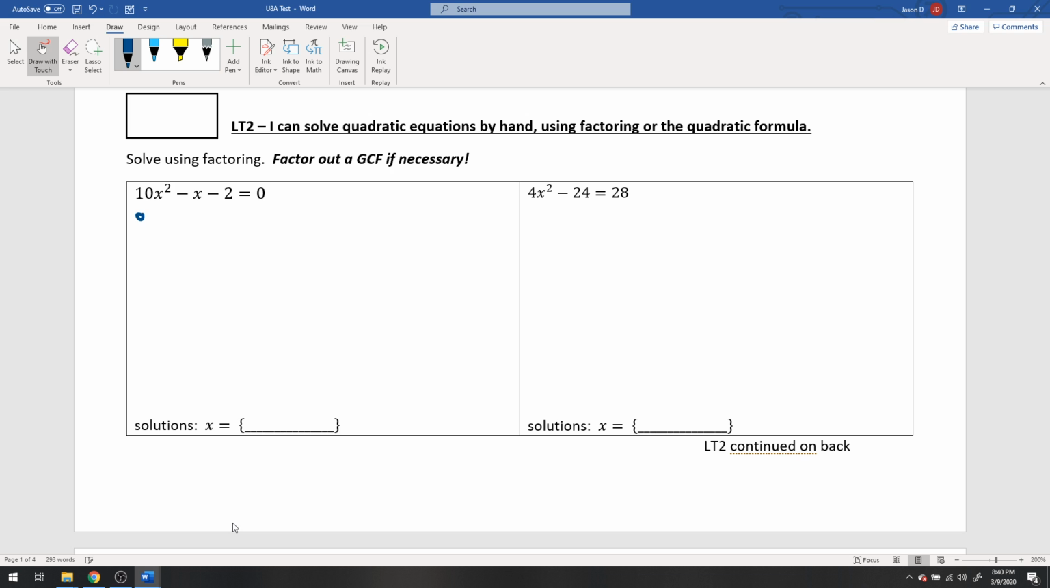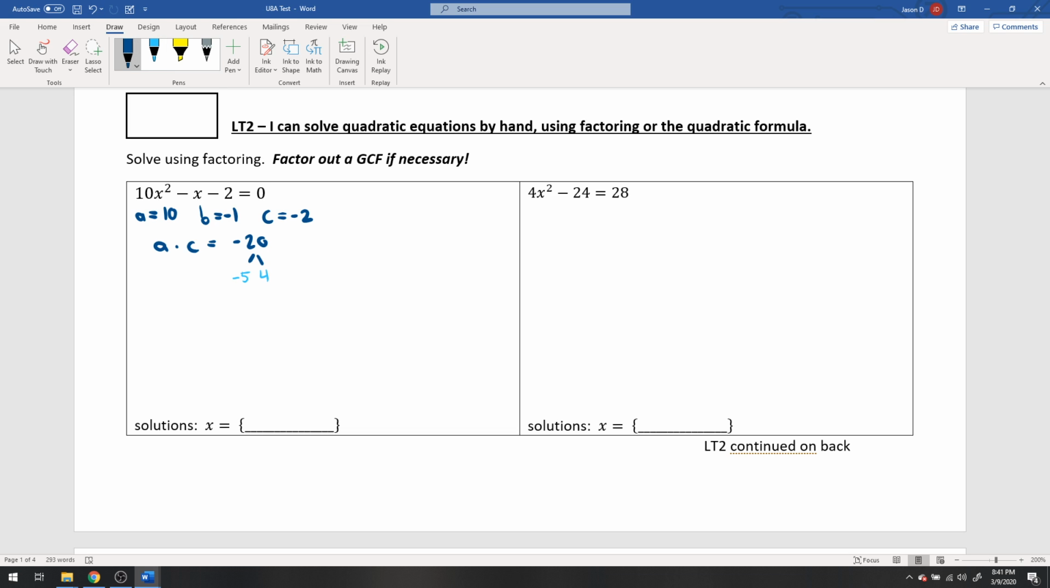First question, it's already in standard form, and I don't see a GCF in there because our b value is 1. So I'll make the a value 10, b value -1, and c value -2. Like our factoring process from above, we do a times c, and that's equal to -20. Our job is to find two factors of -20. Two factors that both multiply to -20 and add to -1. Turns out, in this case, that'll be -5 and +4.